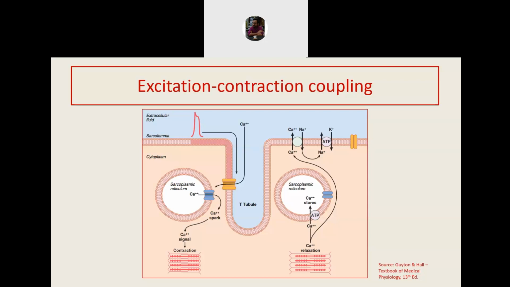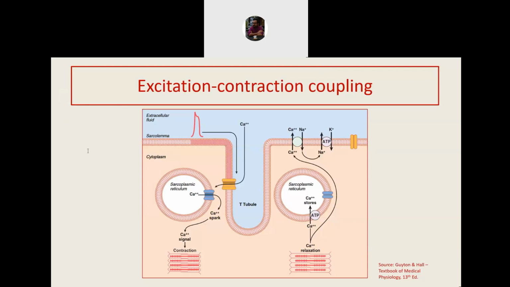Skeletal muscle and cardiac muscle have almost similar structures. So the overall mechanism of muscle contraction is more or less the same. But the excitation-contraction coupling is slightly different in the cardiac muscle compared to that of the skeletal muscle. So let us see how the excitation-contraction coupling happens in cardiac tissue.